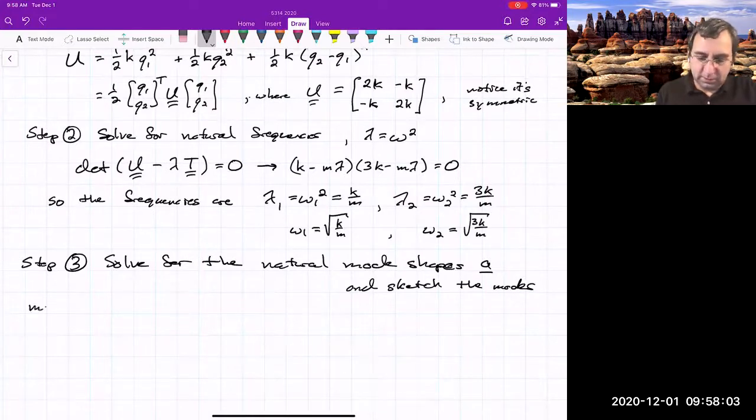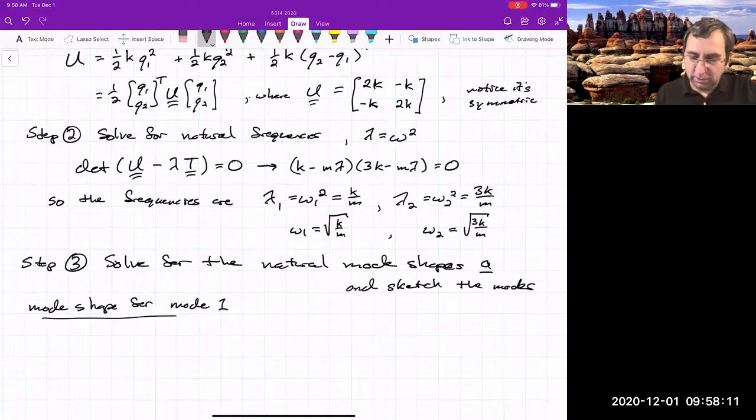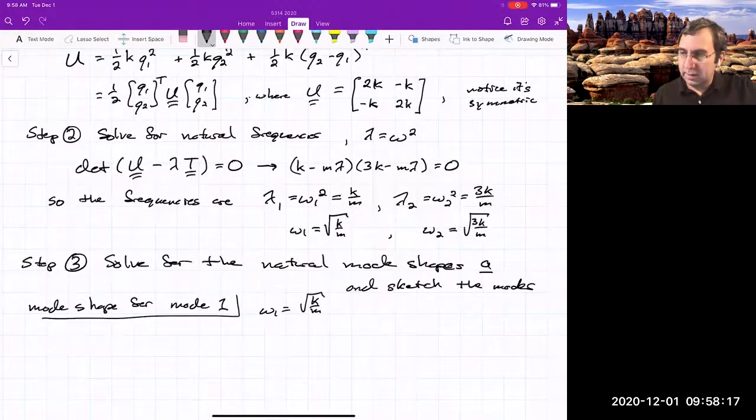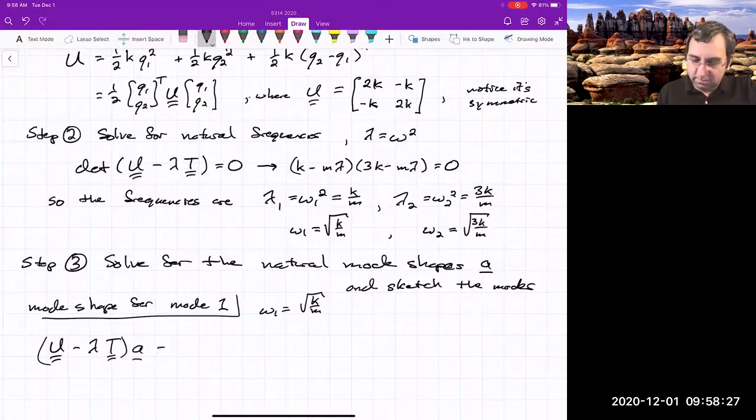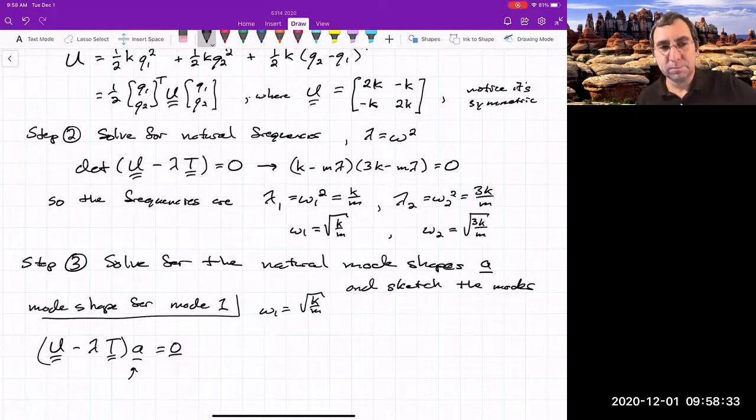Okay, so we'll do the mode shape for what we've kind of arbitrarily called mode 1. That's the one where omega 1 is the square root of k over m. That means you plug back into this equation, and it's like solving for an eigenvector. Here, instead of lambda, we've got lambda 1, so k over m.